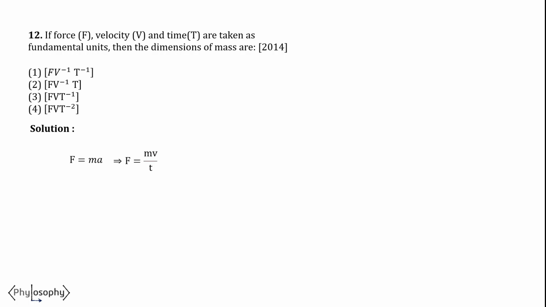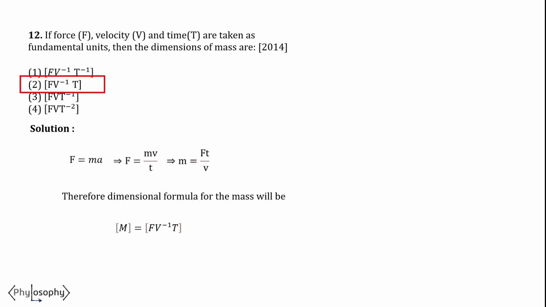Now this can be written as F equals m v by t, as acceleration is velocity by time. Now this can also be rearranged as m equals F t by v. Therefore from this expression, one can easily write the dimensional formula for mass m, which is F v inverse t. Therefore the correct answer is option 2, that is the dimensional formula for mass in terms of force, velocity and time is F v inverse t.